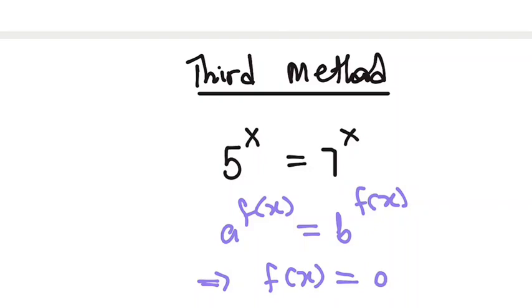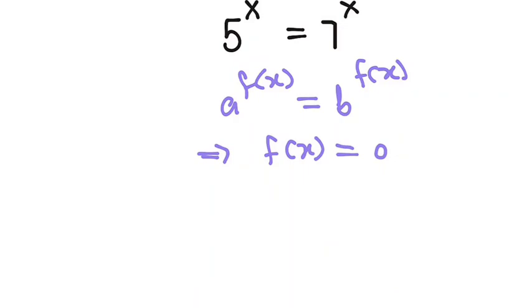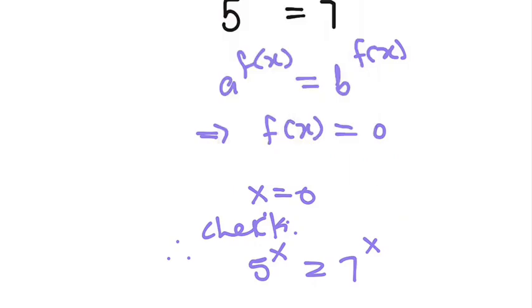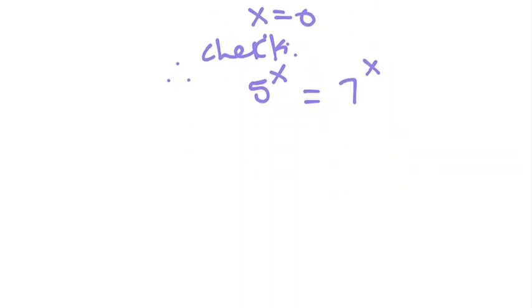Now look at this. We don't need to disturb ourselves. The x will just be 0 here. Let's now check. We have 5 to the power of x equals 7 to the power of x. Since we've already gotten x to be 0, we have 5 to the power of 0 equals 7 to the power of 0. So 5 to the power of 0 is 1 and 7 to the power of 0 is 1.